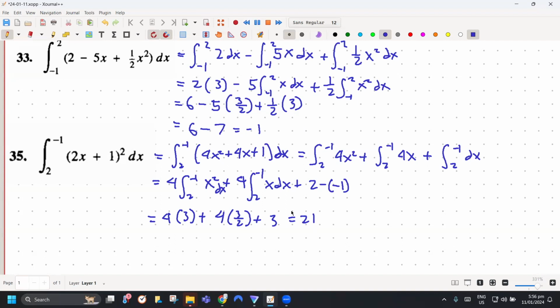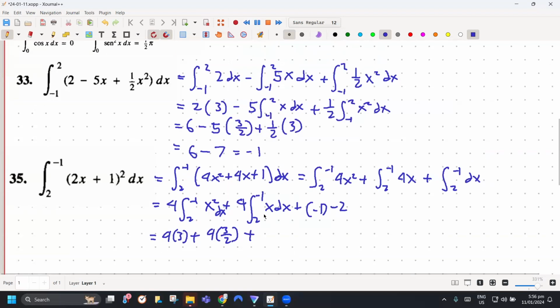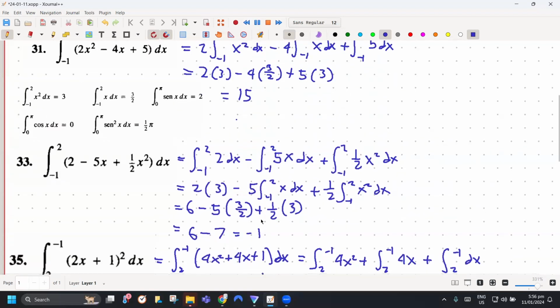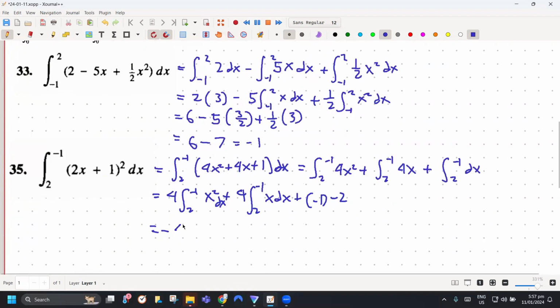Wait, 2 to negative 1 is not the same as negative 1 to 2, right? Kaya pala. Nabudol po ako nun. So, yung 2 to negative 1, ano yung value nun? Ang binigay sa table ay negative 1 to 2.